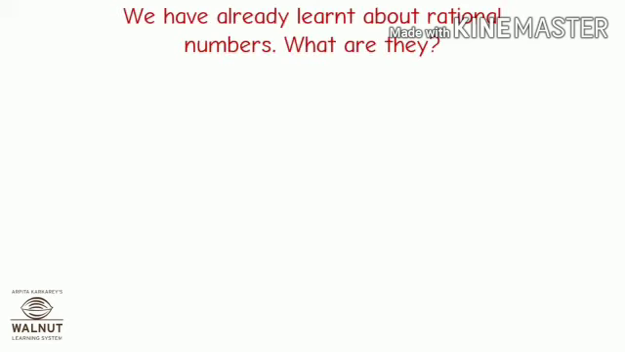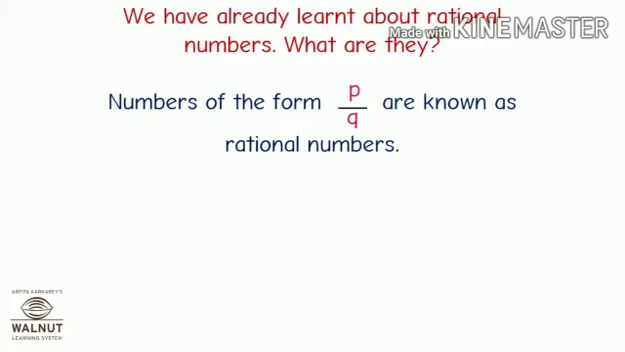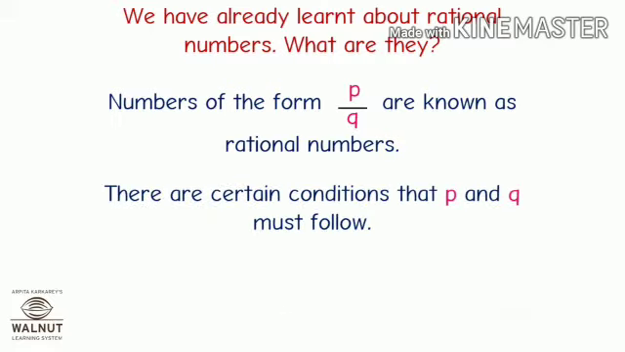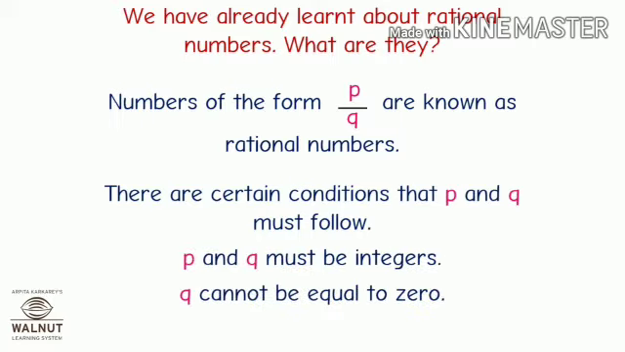Now let us define a rational number. Okay, what is a rational number? Numbers of the form p by q are known as rational numbers. There are certain conditions that p and q must follow. p and q must be integers. q cannot be equal to 0.